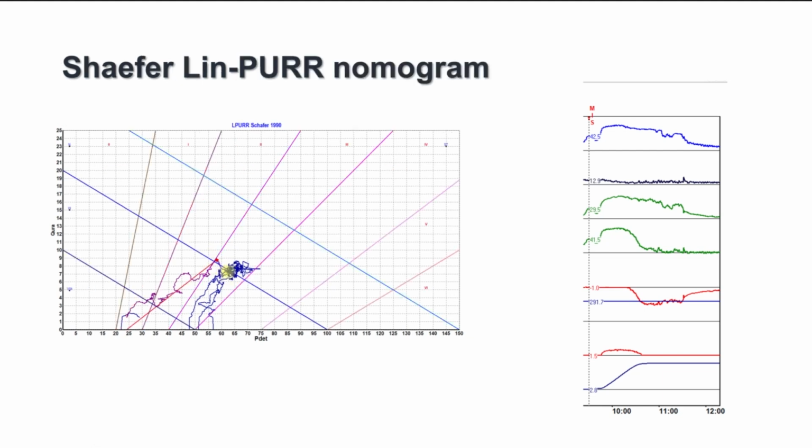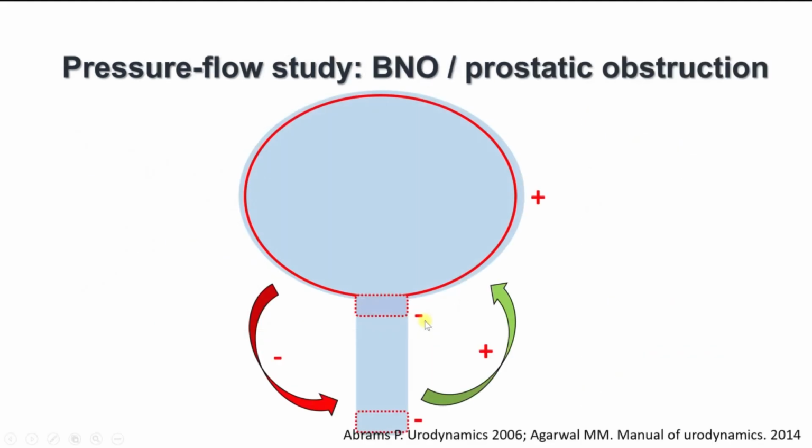The same situation is also represented on Schaefer's nomogram, which is based on linear PURR. We'll not go into much detail of the definition of linear PURR, but it basically tells you the same thing in more categories, from very weak, normal to strong, and obstruction from grade 0 to 6. Now, let us take them one by one.